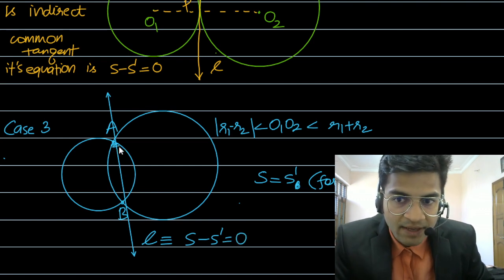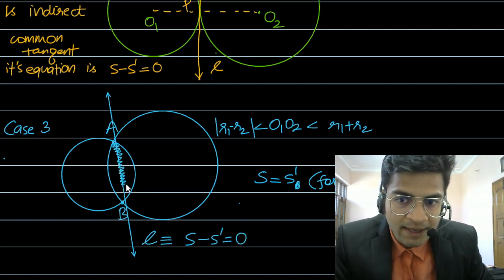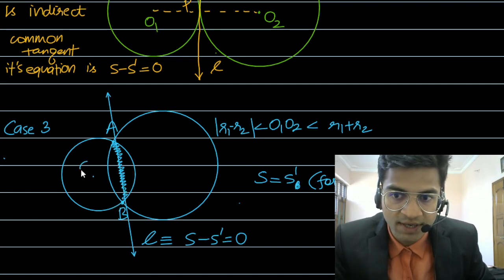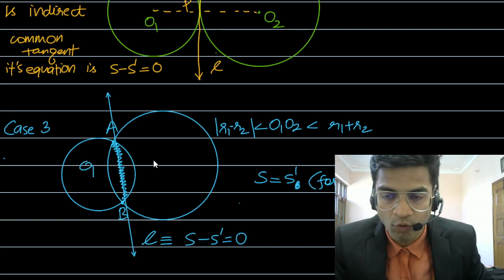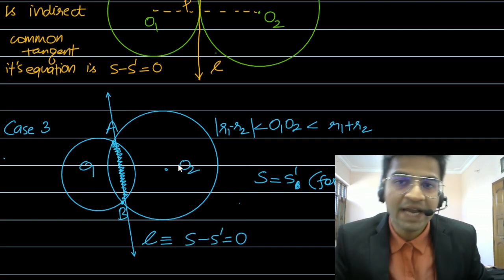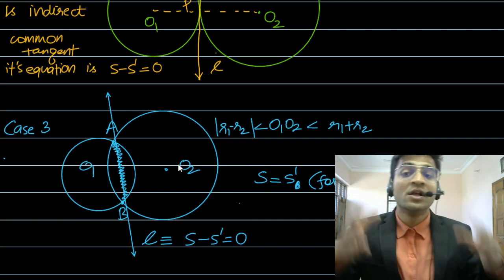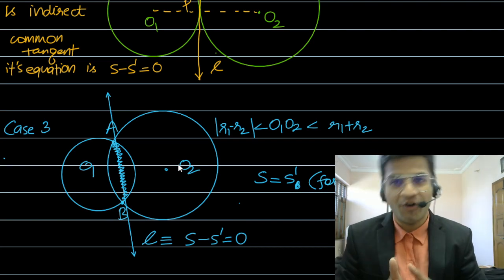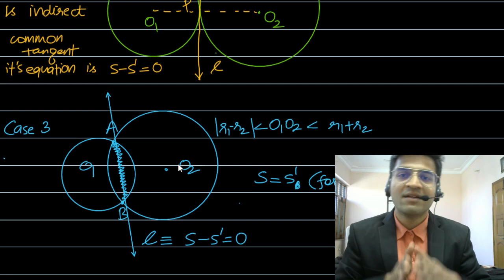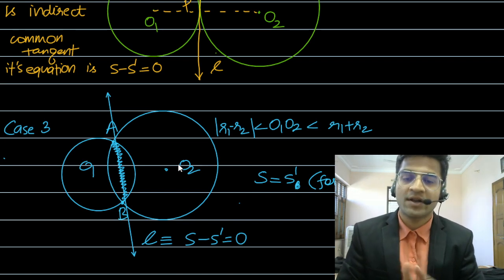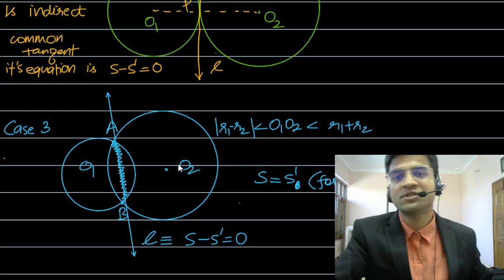AB acts as a chord for circle 1, for the circle with center O1, and for the circle with center O2. It acts as a chord for the first circle as well as the second circle. So this AB is a common chord. A chord which acts as a chord for two circles is a common chord. So this AB is a common chord for these two circles.